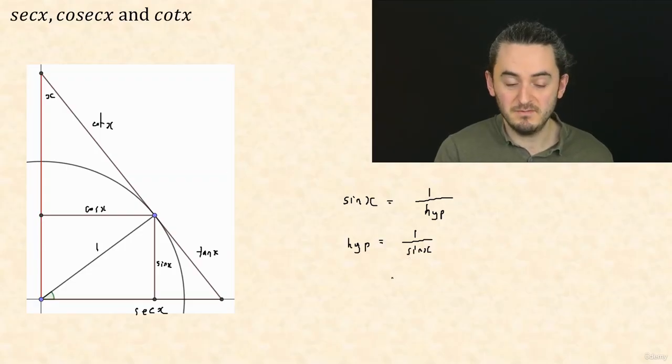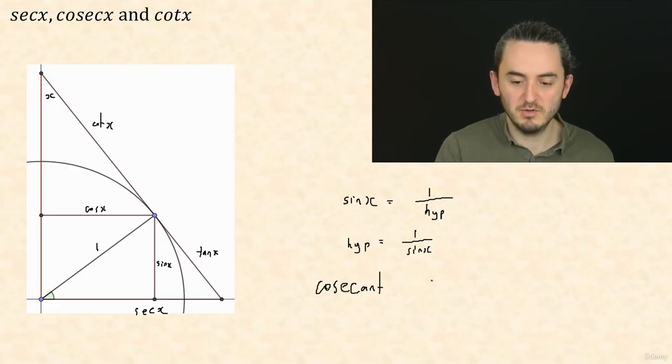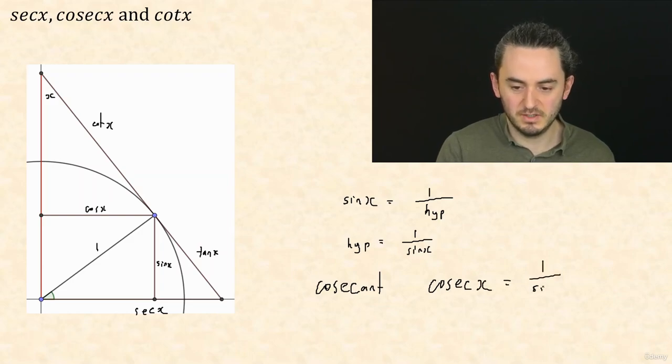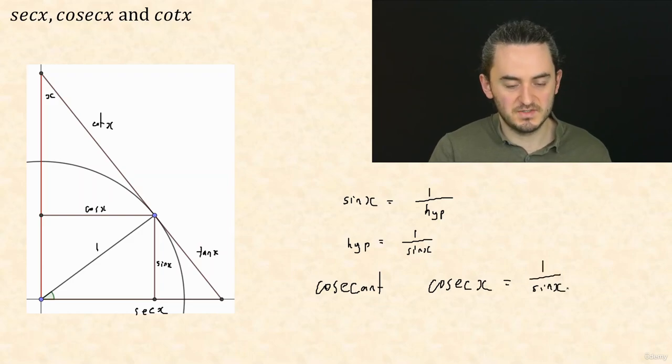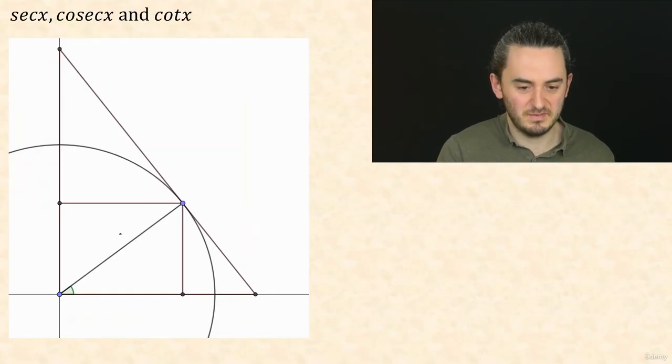Now, we have a name for this. It was the secant on the bottom, and over on this side it is the cosecant, which we call cosec x, and cosec x is defined to be 1 over sine x. All right, so in all its glory, we've got this diagram now.